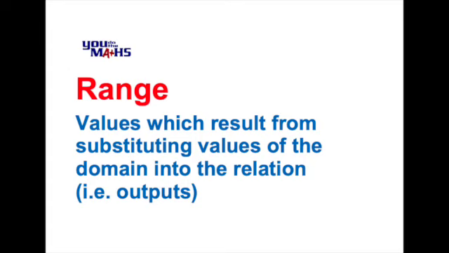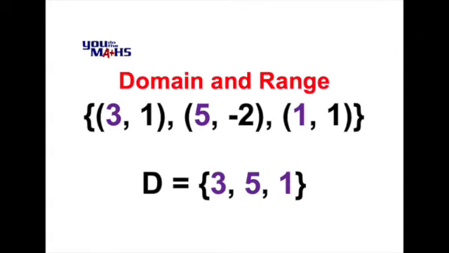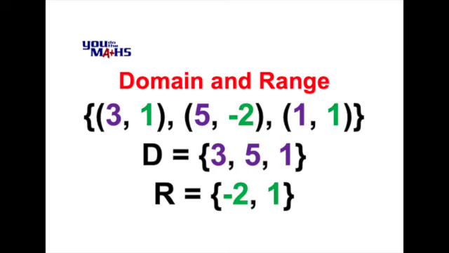Let's have a look at a simple example now with a set of points. Now in this case we have 3 points. We can identify the domain as all the x values. They're the numbers that can go into a particular rule. So in this case 3, 5 and 1. The range in this case are the y numbers, in other words what comes out. So we have a repeat there of the number 1. So our range is -2 and 1.